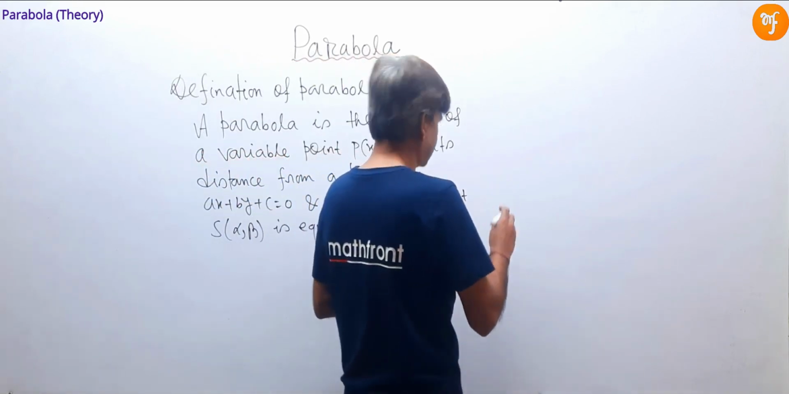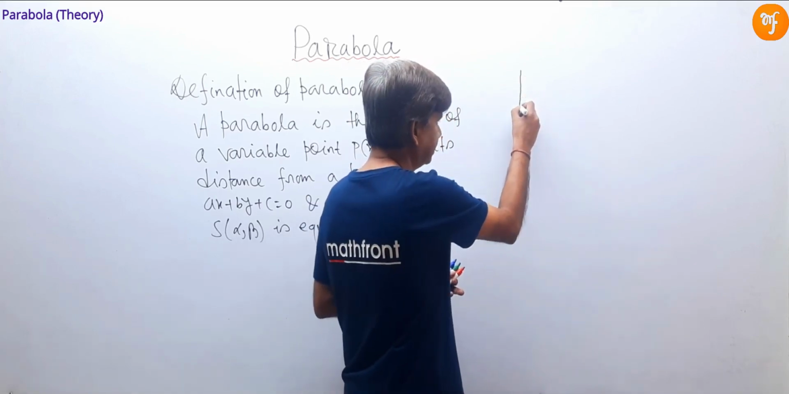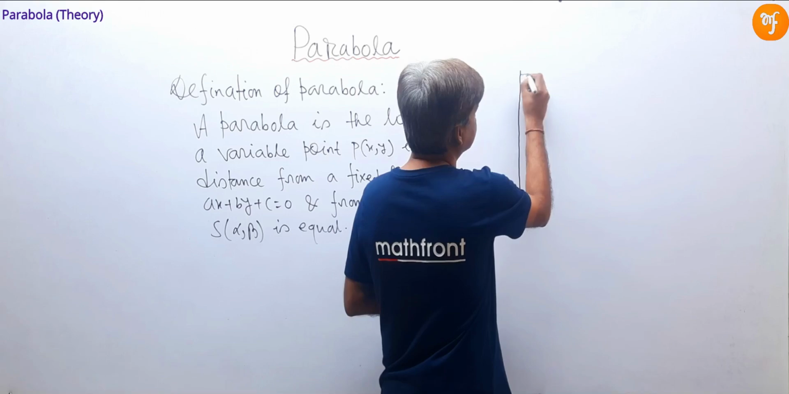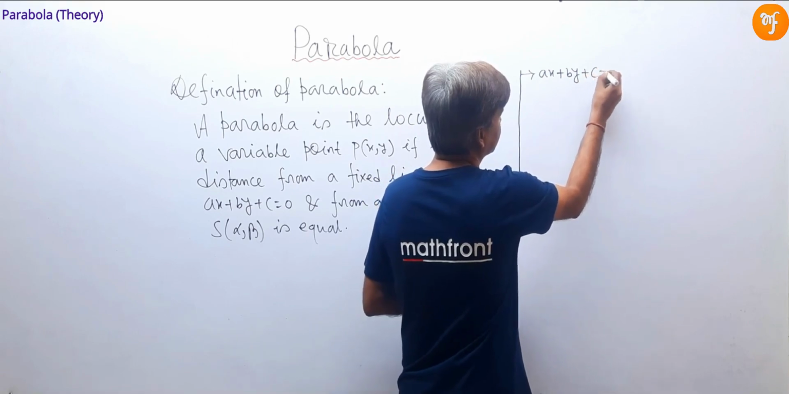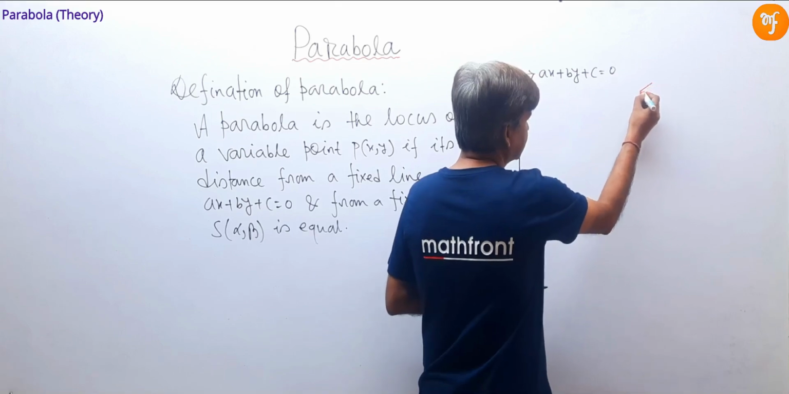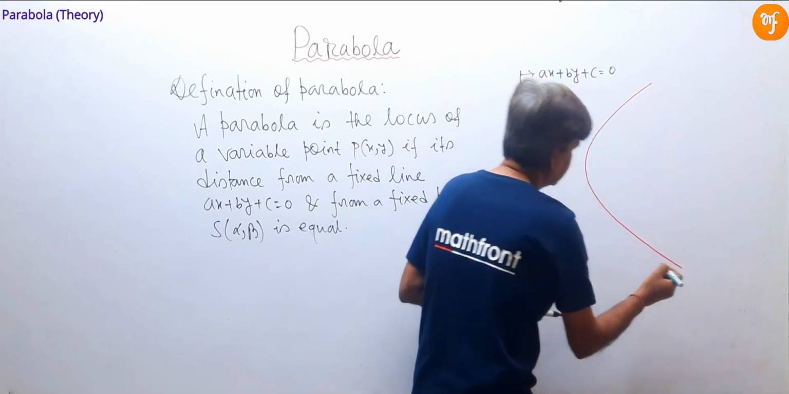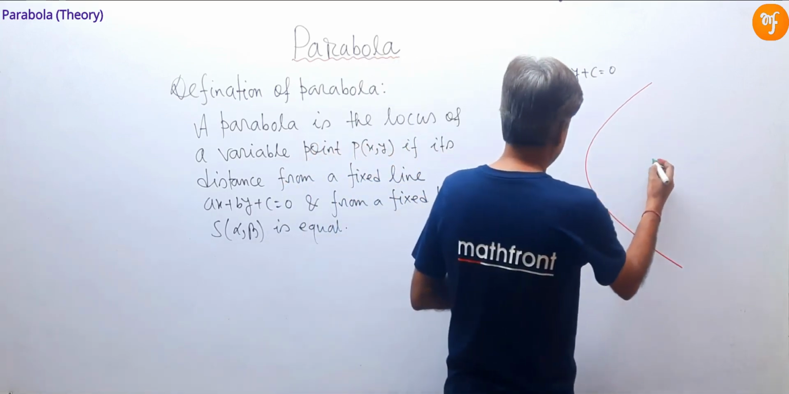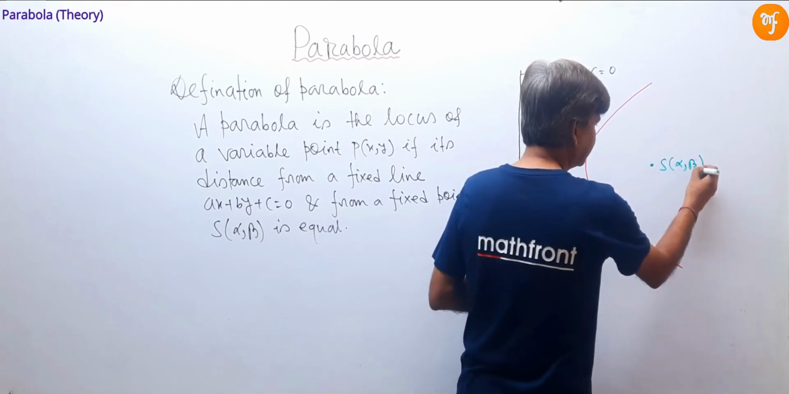So suppose this is a fixed line and the equation of this line is ax plus by plus c is equal to 0. And just think this is the parabola. Okay, clear? Now, just think this is any stationary point whose coordinate is alpha comma beta.